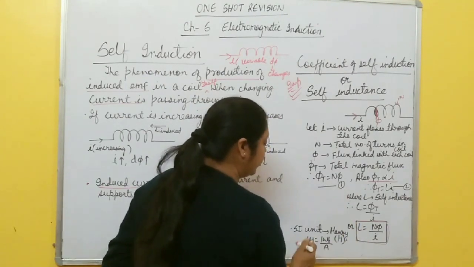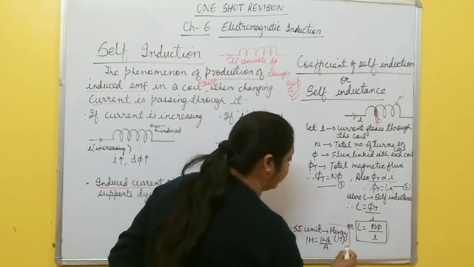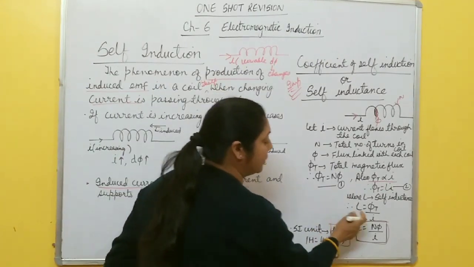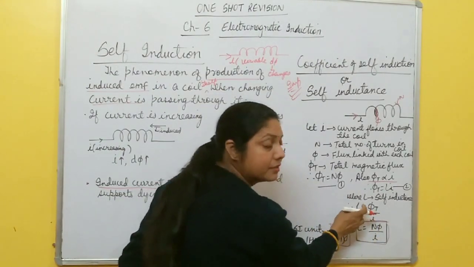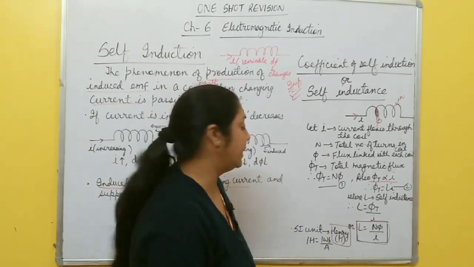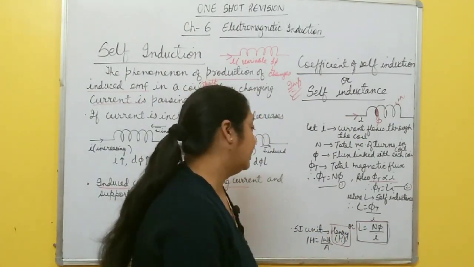What is its SI unit? Its SI unit is Henry, denoted by capital H. What is the SI unit of magnetic flux? Weber. Current, ampere. So 1 Henry equals 1 Weber by 1 ampere.